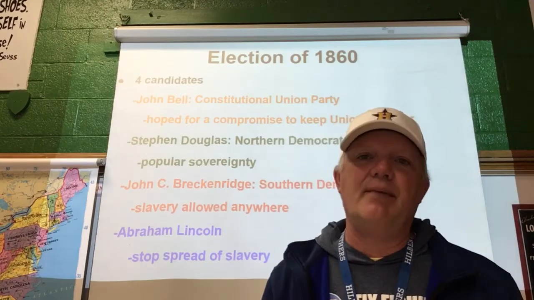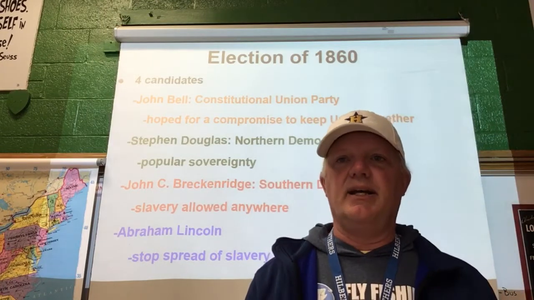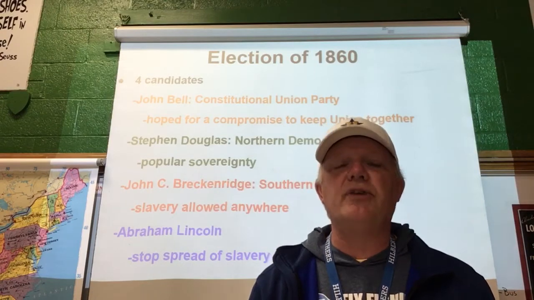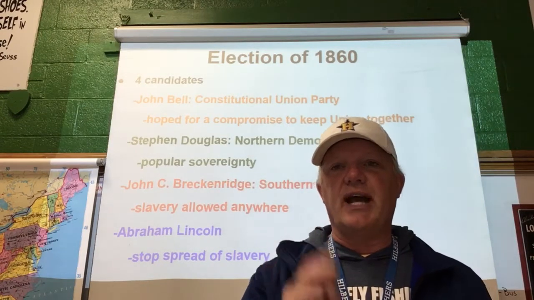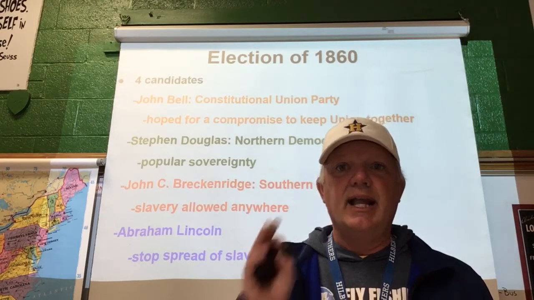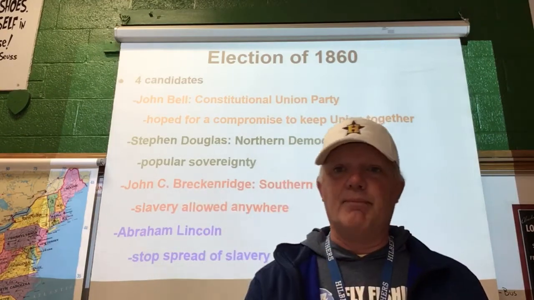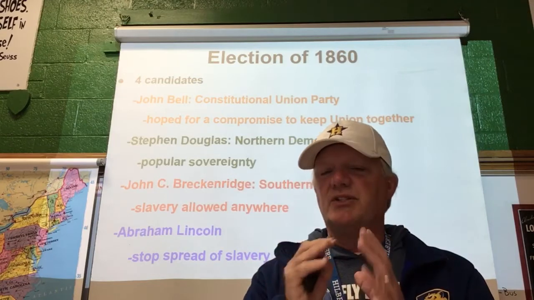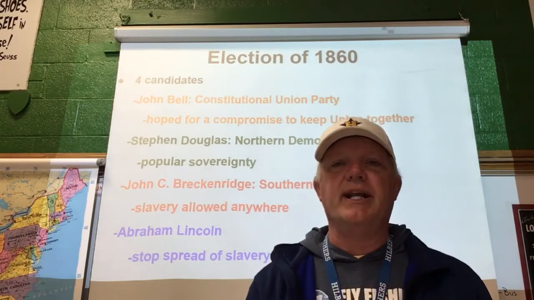One is going to be John Bell. He's going to be the candidate for a newly created political party called the Constitutional Union Party. They wanted to find some compromise. Things were getting out of control. They wanted the country to still come to some type of compromise to avoid any conflict.